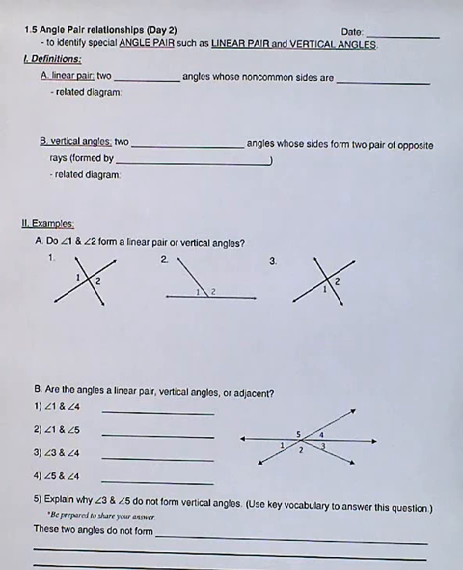Angle pair relationships, day 2. We're going to identify special angle pairs such as a linear pair and vertical angles. So yesterday you were working on solving for a missing angle given that the angles were complementary or supplementary. We are going to go back to that, but we're going to take a break for a moment to spend a day just doing identifications.